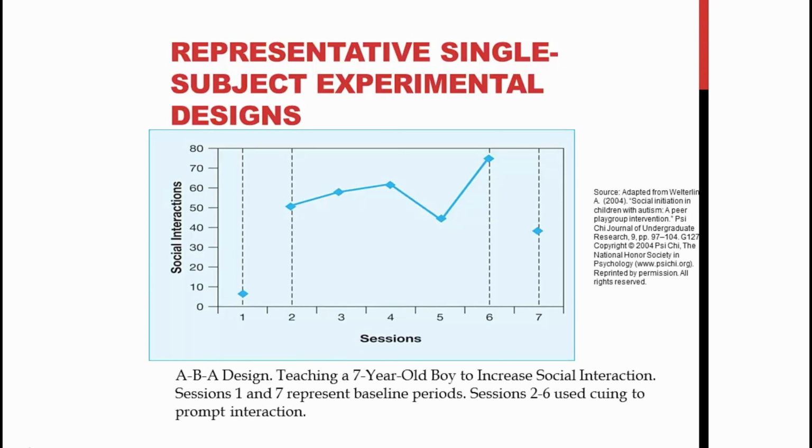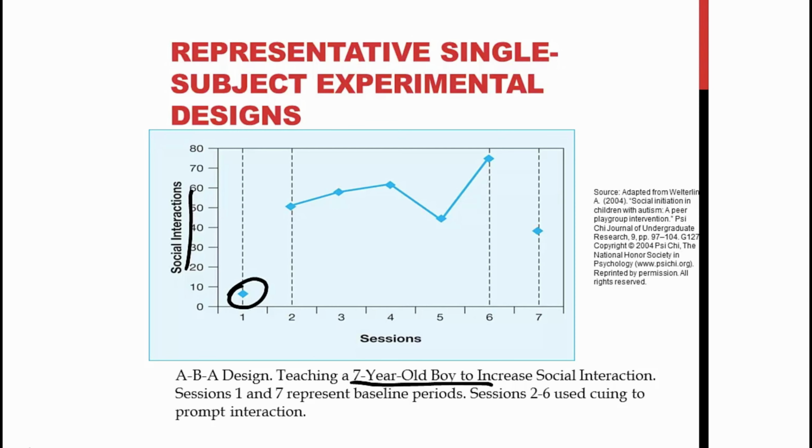This is what an example of an ABA design could look like. Here we see a baseline measurement of how many social interactions a little 7-year-old boy was engaging in prior to receiving some sort of experimental treatment.